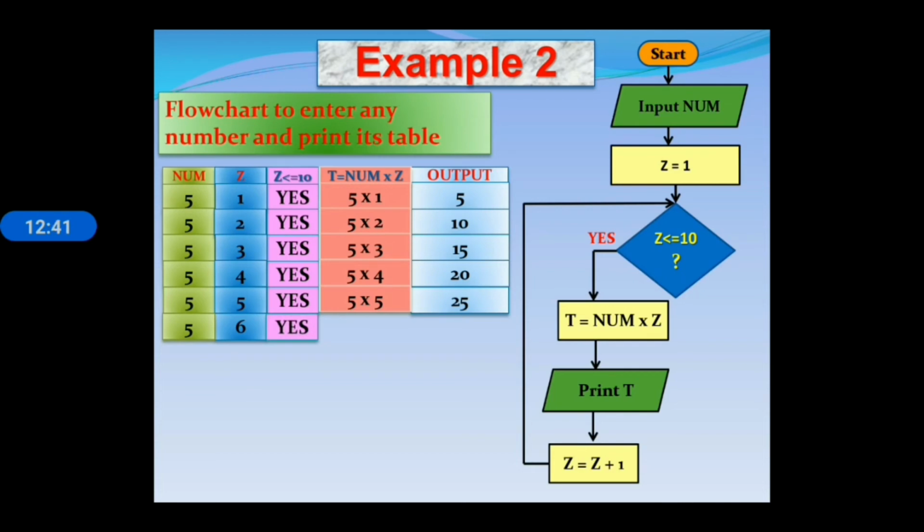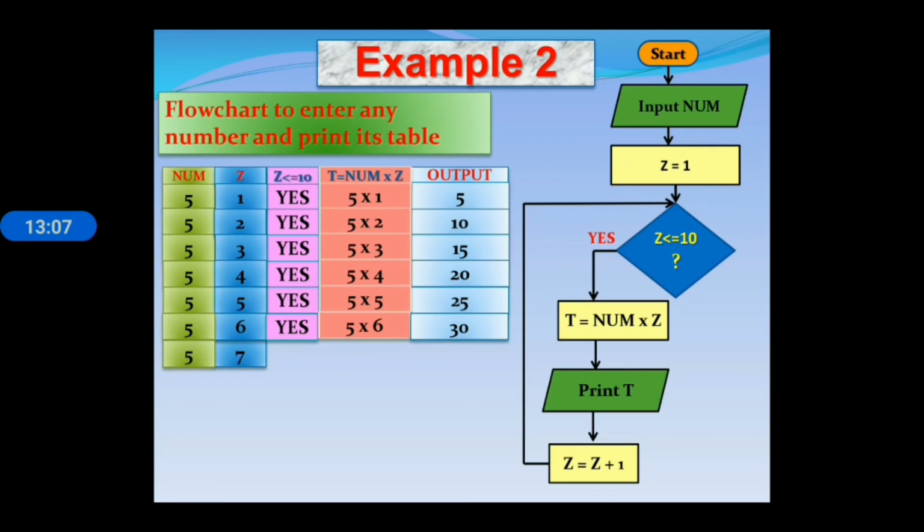So now the value of t will become num into z, it means 5 into 6, that's 30. 30 is stored in variable t and it will print the value of t, that's 30. Then increase the value of z, that's 7.